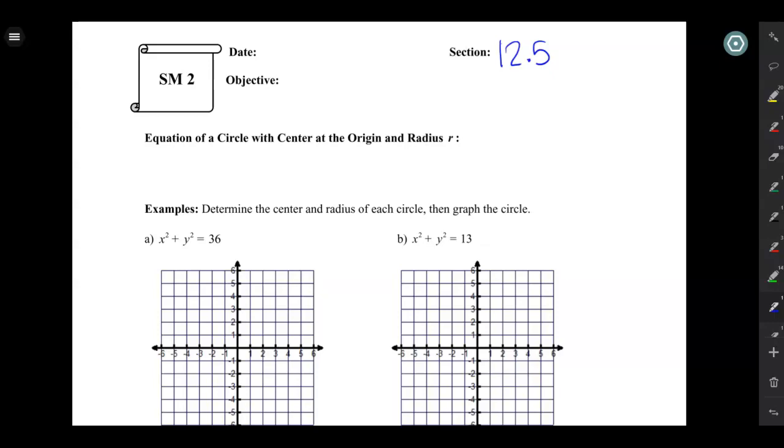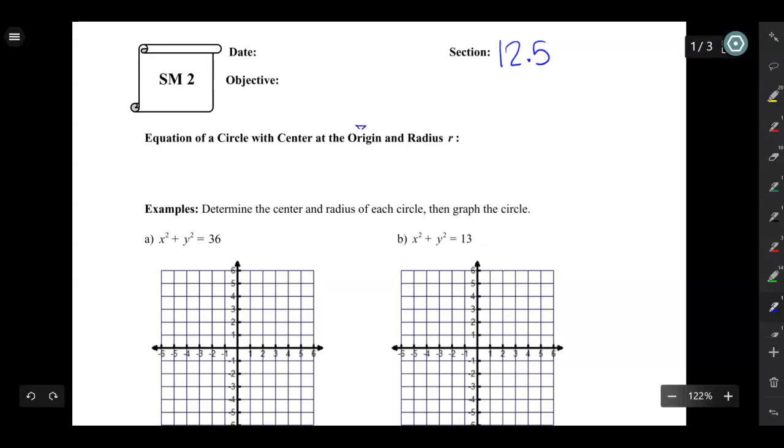Alright, in this video we're going to talk about how to graph a circle on an XY coordinate plane. So we've talked a lot about circles, theorems to do with circles, parts of circles. Now let's talk about how you actually get them onto a graph. So first we're going to talk about the equation of a circle with the center at the origin.